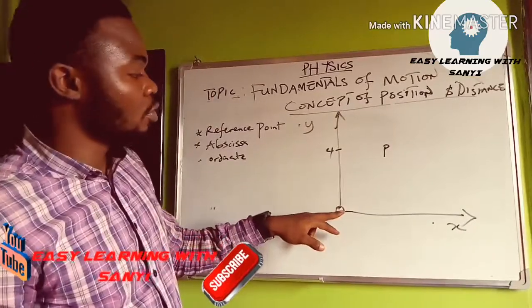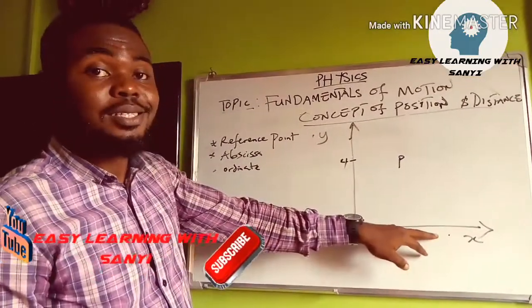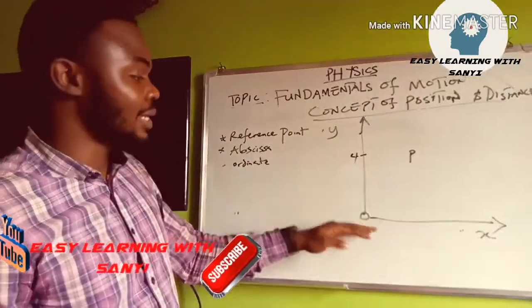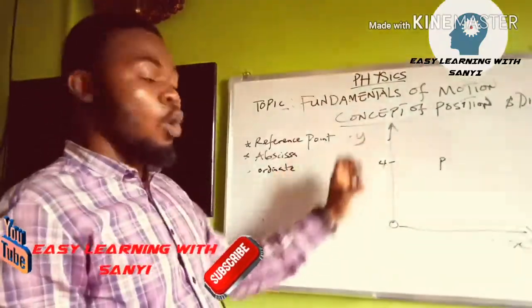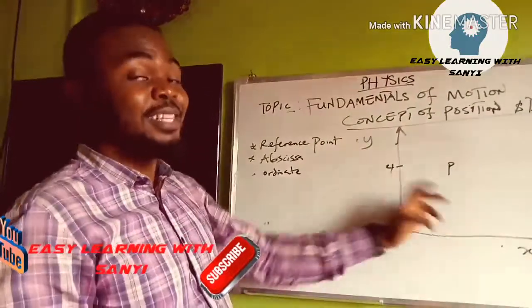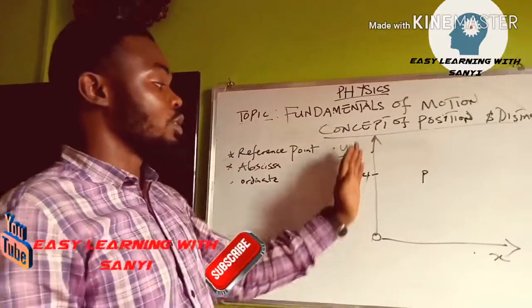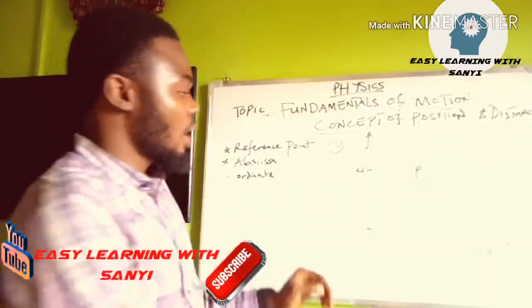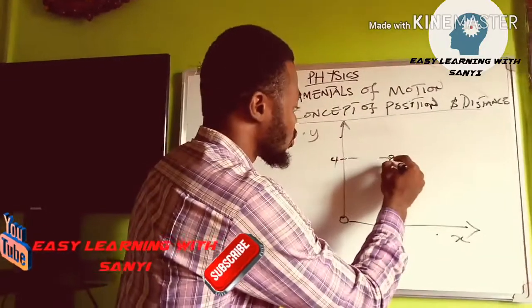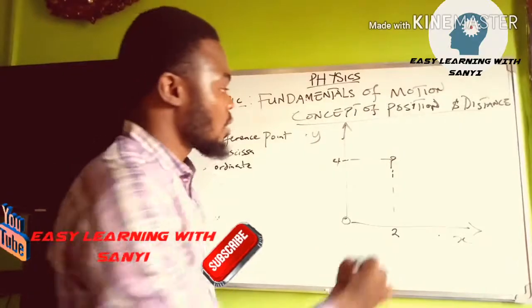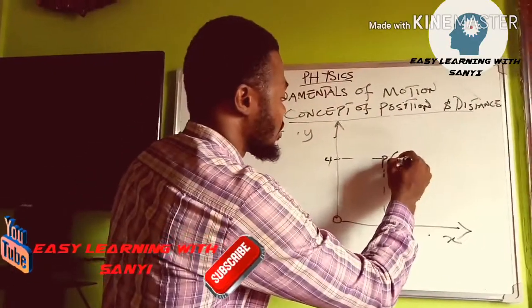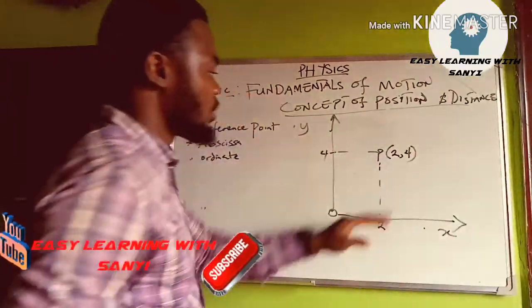While the horizontal distance, now remember this is the vertical distance and this is the horizontal distance. I told you that position is a combination of the horizontal distance from the reference point to where the object is and the vertical distance. Now, let's say we have a horizontal distance of 2 meters. Now, here we have 2 and 4, which is the position of this object.